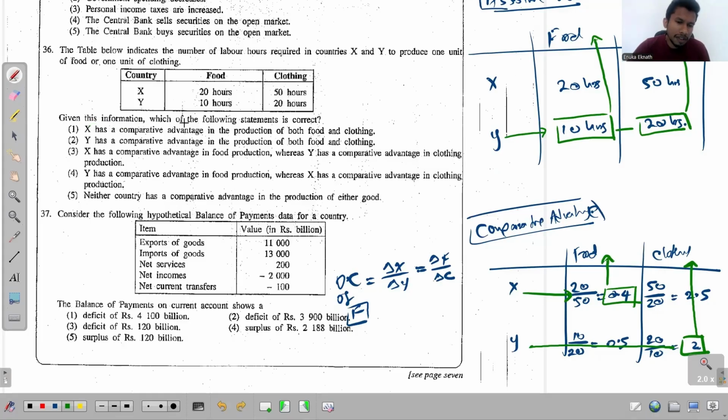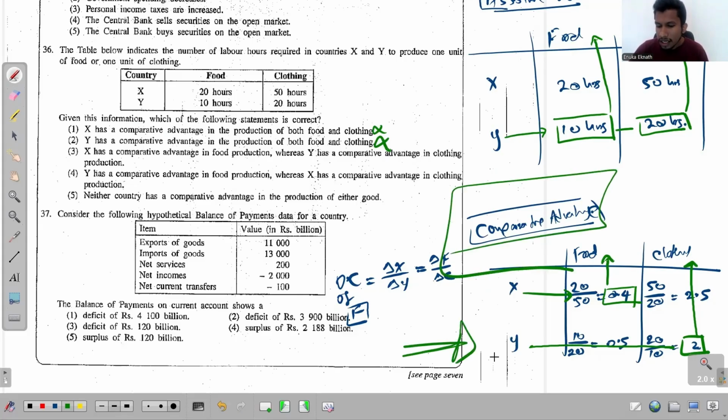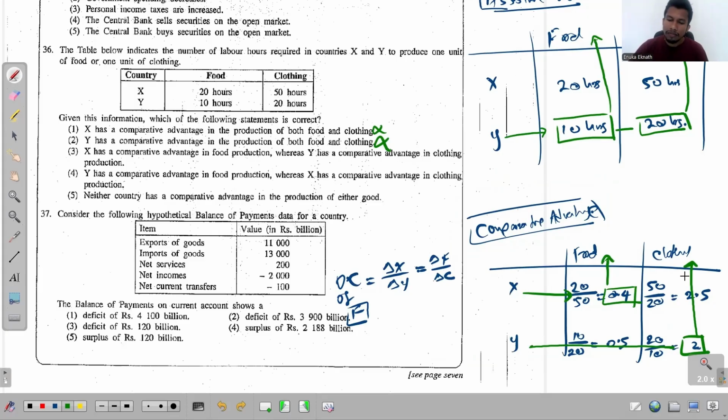Given this information, which of the following statements is correct? X has comparative advantage in producing both food and clothing. No. See, X has comparative advantage in producing food only, right? You can recognize it using this table. So food only. So it says both, so the statement is wrong. Y has the comparative advantage in producing, again, both. No. Country Y has the comparative advantage in producing only clothing. So once again, that is also wrong.